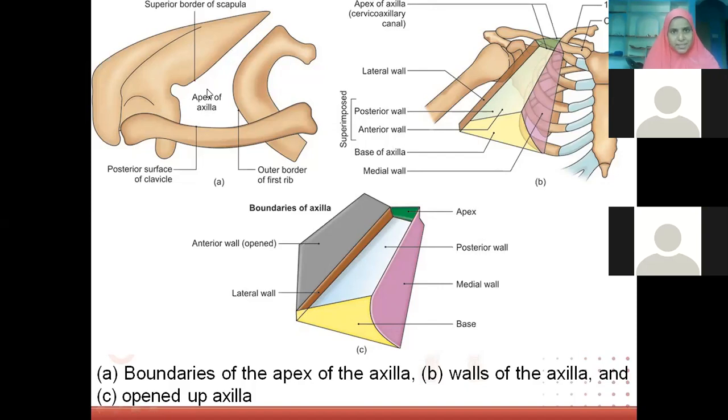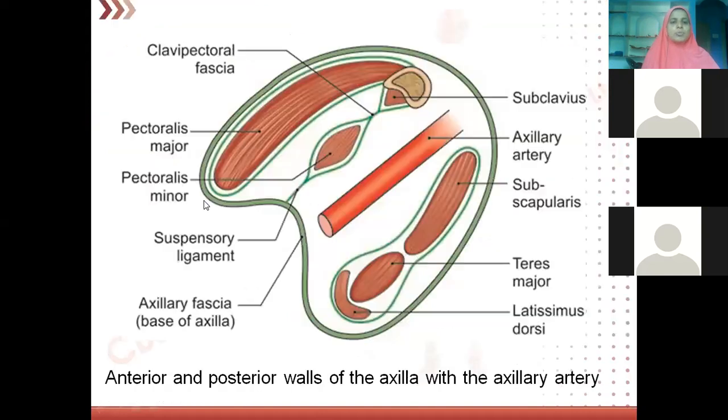And apex is nothing but the area which, suppose you are putting your hand inside, that is the axillary canal. The apex is pointing towards the root of the neck. Imagine you are doing the dissection and you are putting your hand inside the axilla. So the apex is the point which is going inside these boundaries. That means anteriorly the clavicle, medially the outer border of the first rib, then posteriorly the upper border of the scapula bone. The apex is going towards the root of the neck and the base is formed by the skin, superficial fascia and a lot of hair.